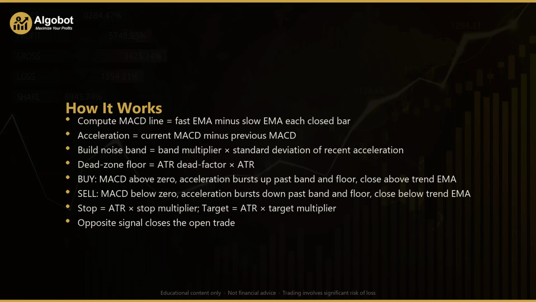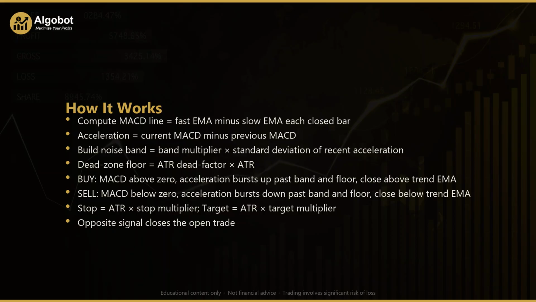Next, the strategy figures out how large that acceleration needs to be to matter. It looks back over the band length window, 20 bars by default, and computes the standard deviation of the acceleration values in that window. Multiplying by the band factor, 2 by default, gives a dynamic release level. Think of it as the recent noise threshold. On top of that, it calculates a dead zone by multiplying the average true range by the dead factor, which defaults to 1500ths. This dead zone is an absolute floor that prevents signals on a dead flat, low volatility tape.